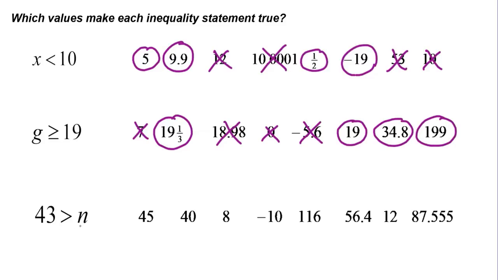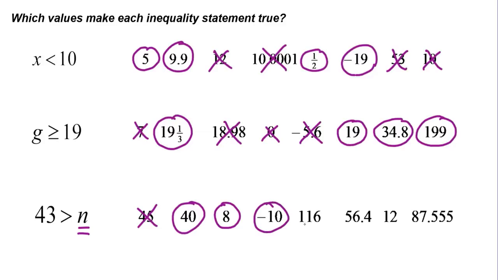Next, 43 is greater than n. Here's another case where middle schoolers will get messed up, when our variable is on the right-hand side of our inequality. 43 is greater than n. So if we put 45 in for n, is 43 greater than 45? No. Is 43 greater than 40? Yes. Is 43 greater than 8? Yes. Is 43 greater than negative 10? Yes.